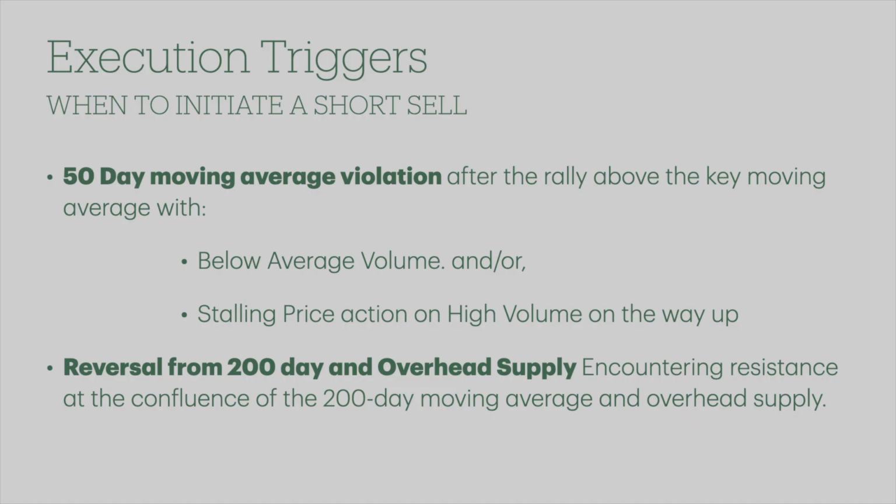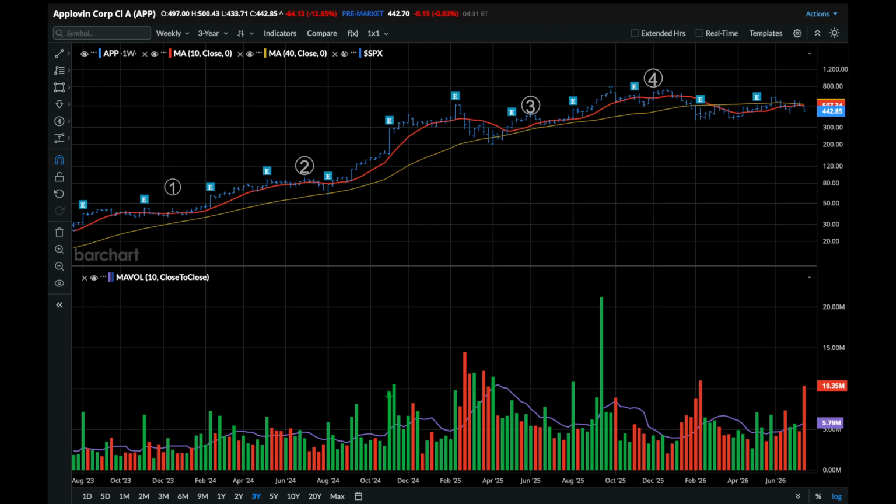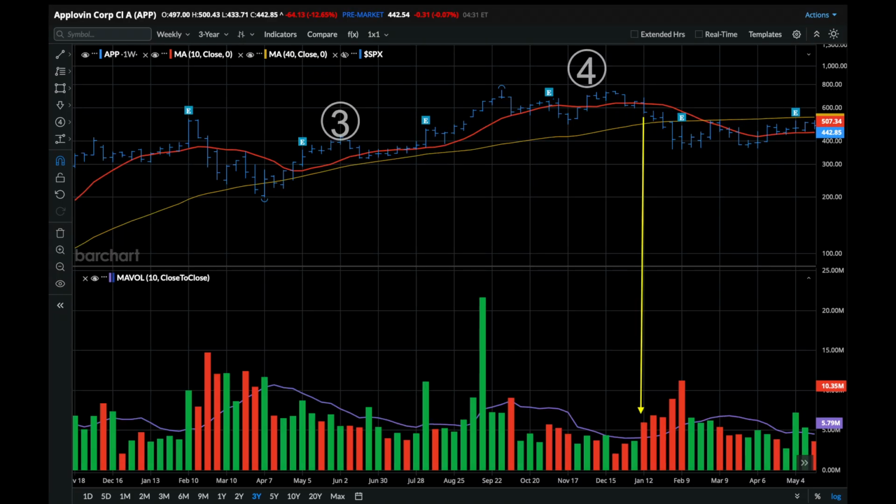In our last video, I shared a few of my recent short positions. Today, let's do a deep dive breakdown of one of them, AppLovin, APP. AppLovin was a powerhouse leader in the previous bull cycle, advancing rapidly and forming four distinct bases on its way up. However, inside that fourth base, the stock decisively violated its 10-week moving average on massive volume. That structural crack is exactly what landed the stock on our short sell watch list.